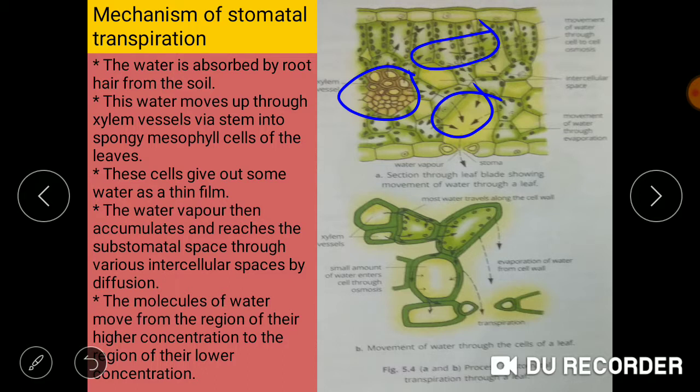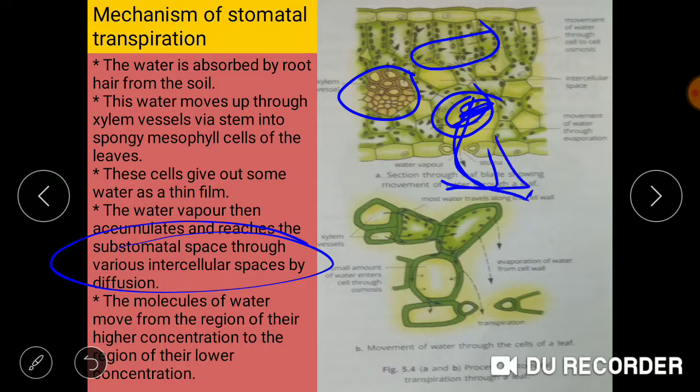Water gets accumulated in the substomatal space through various intercellular spaces by the process of diffusion, by the movement from higher concentration to the lower concentration, and then the water moves out in the form of water vapor through the stoma region present in the stomata on the lower epidermis. And this movement occurs again by the process of osmosis, as the water concentration here is high and in the surrounding it is low, so it moves from higher concentration to the lower concentration.